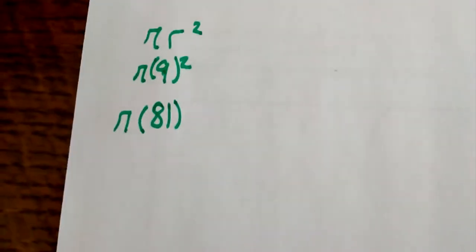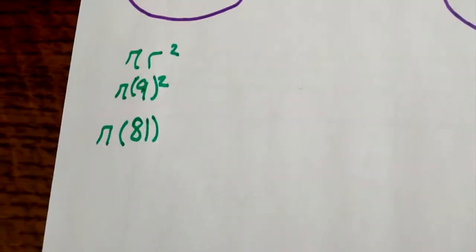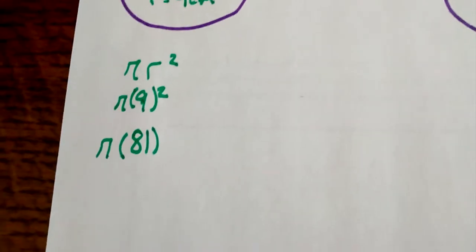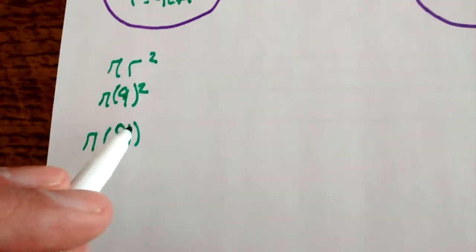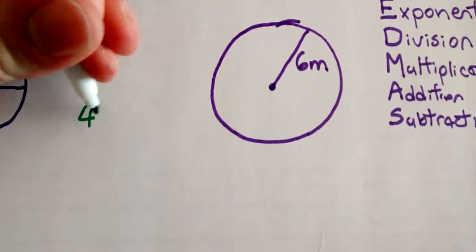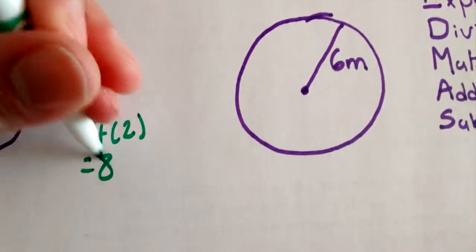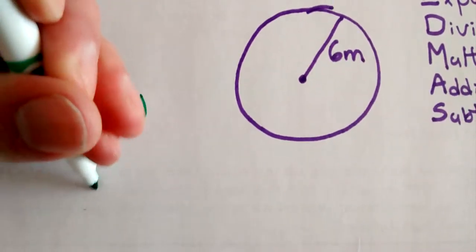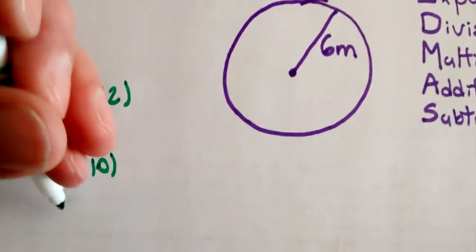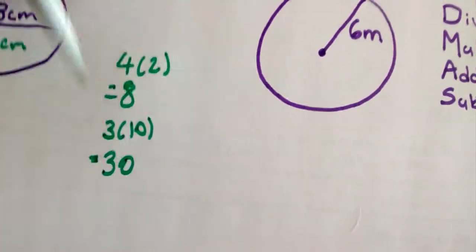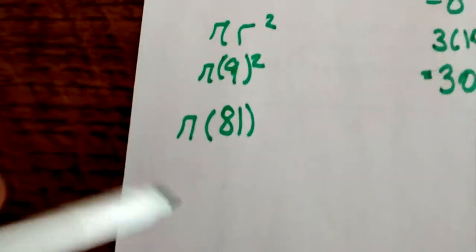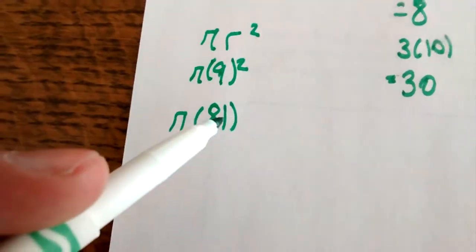So now I'm left with pi 81. So what do you do next? Well, you multiply. Whenever there's 2 digits, one inside a bracket and one outside a bracket, you multiply. So if I had 4, 2, well, I'd multiply 4 times 2 and get 8. If I had 3, 10, I'd do 3 times 10 and I would get 30. So in the same way, I'm going to do pi times 81.